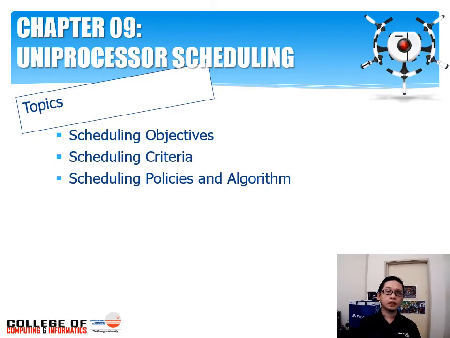For Chapter 9, we are going to cover uniprocessor scheduling. When I say uniprocessor scheduling, we are focusing on a system where we have only one processor. This is just a simple implementation, but it can be further extended to systems that have more than one processor. For today, we are going to look at the scheduling objective, the criteria, and the policies and algorithms being used for uniprocessor scheduling.